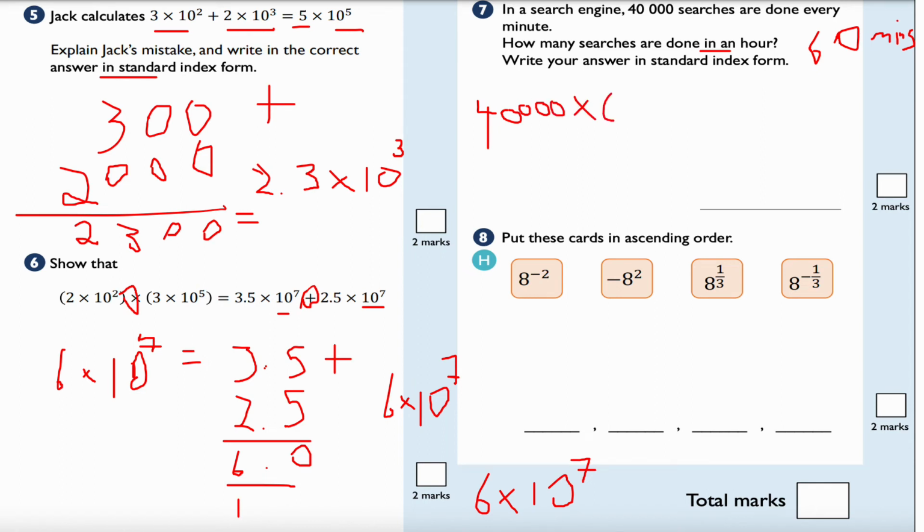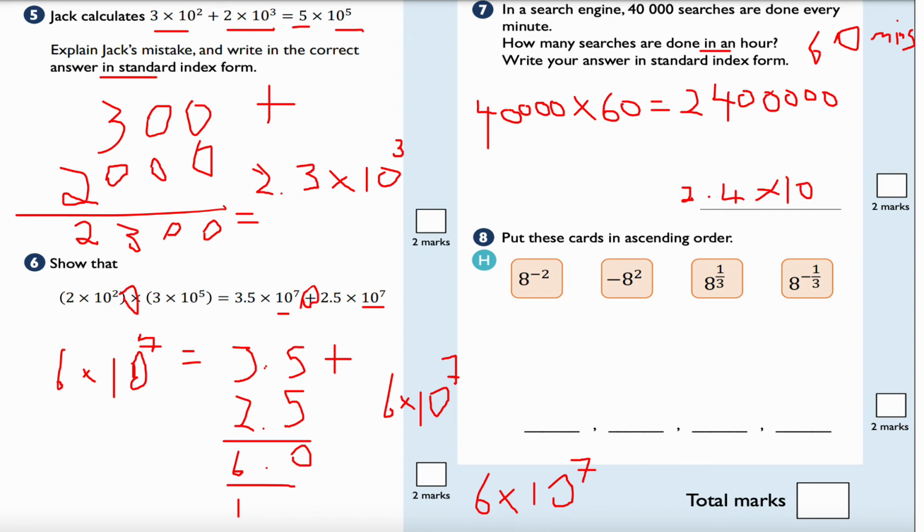times 60. Well, 4 times 6 is 24, and then add on the zeros after. 1, 2, 3, 4, 5. I'm going to have 5 zeros. And then putting this in standard form, it's going to be 2.4 times 10 to the power of a positive number.